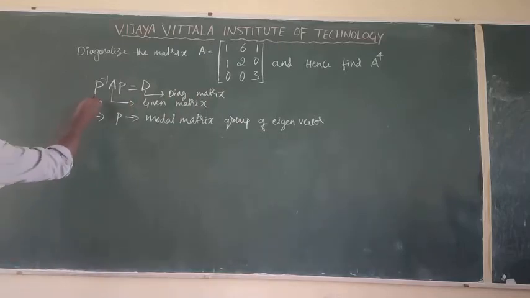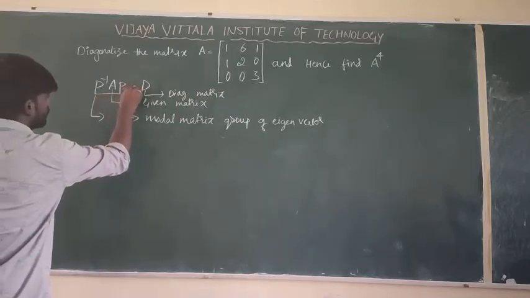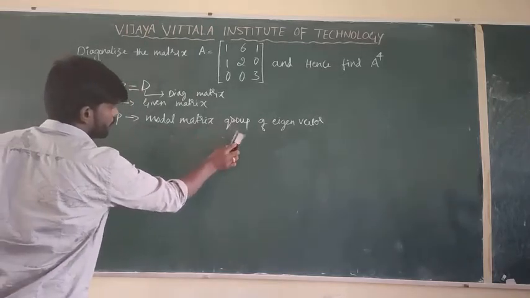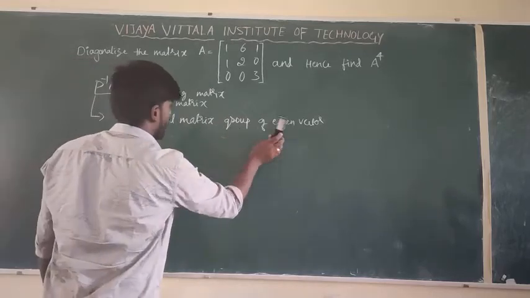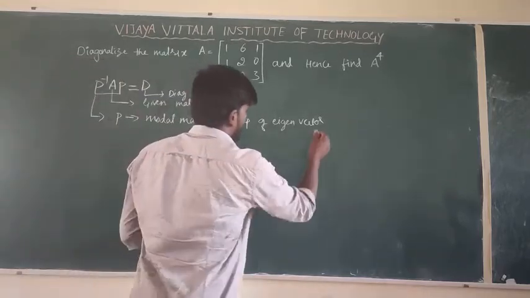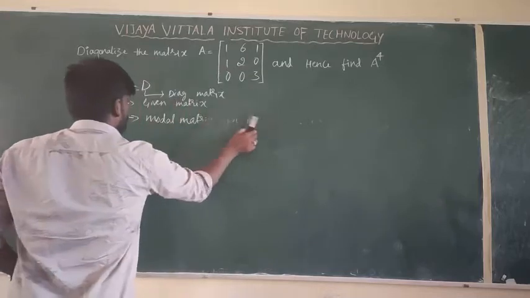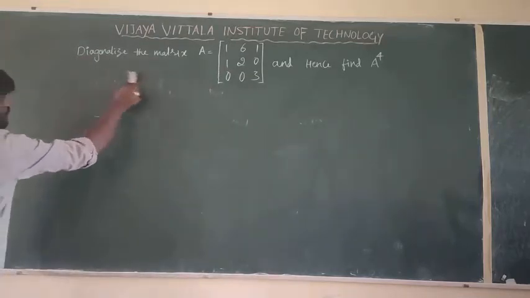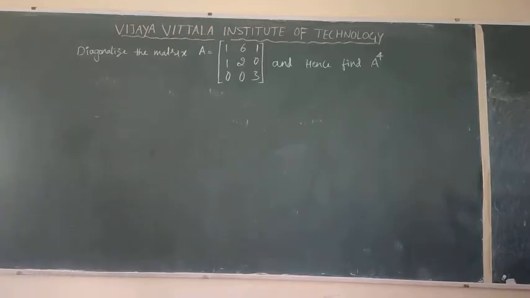Diagonalization means P inverse A P is equal to D. This is the diagonalization. First, to find P, what is P here? The model matrix, which contains the group of eigenvectors. Therefore, first we have to find the eigenvalues and the corresponding eigenvectors, and then we have to find the diagonal matrix.